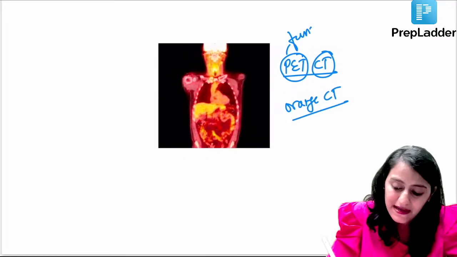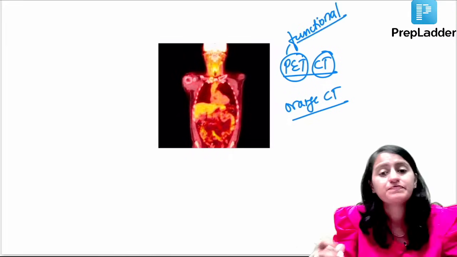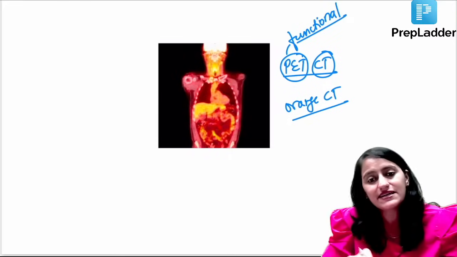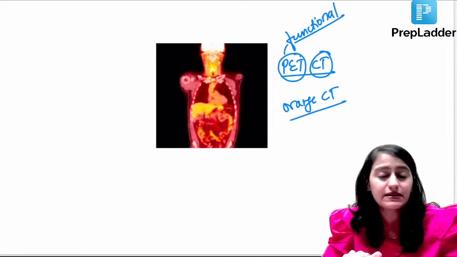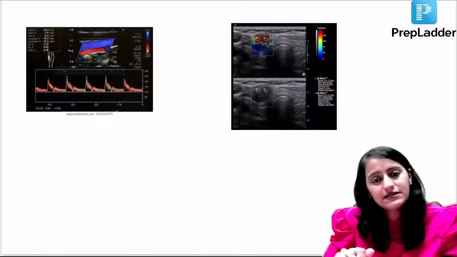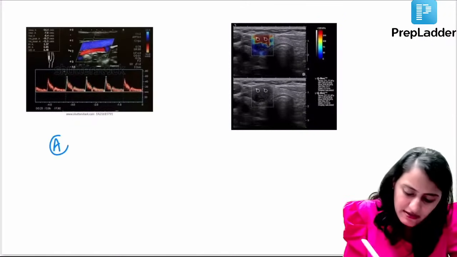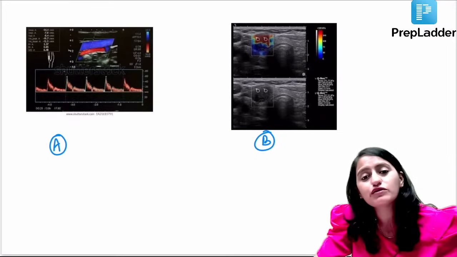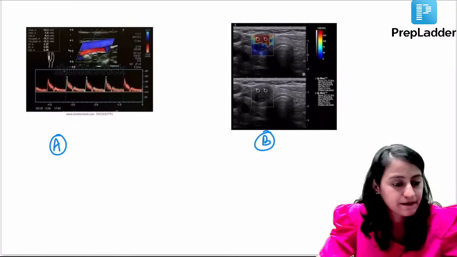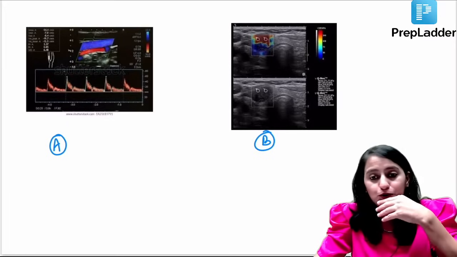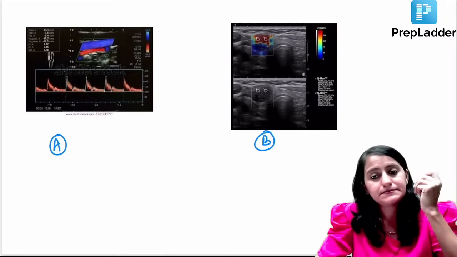Out of that, PET is the functional imaging. All your nuclear medicine scans come under functional imaging. PET is done in a nuclear medicine department. It is functional. Look at image A, look at image B. Are both of them Doppler? What are the images here? Are both of them Doppler images? What are these?